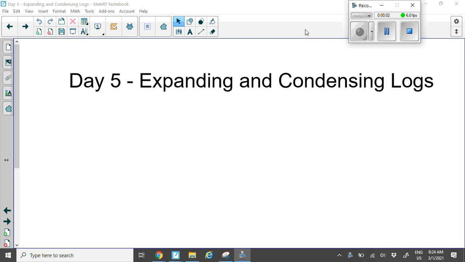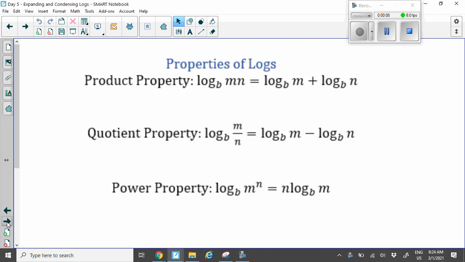Hey guys, so here's the notes for day 5. We're going to talk about expanding and condensing logs. Okay, so let's talk about the properties here.